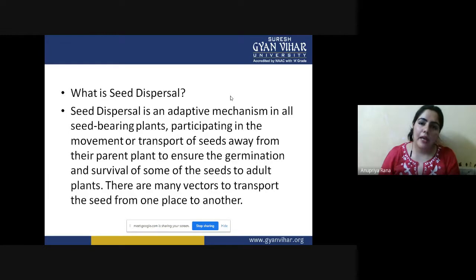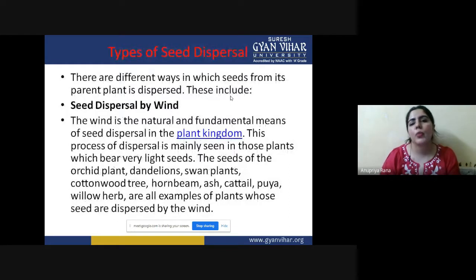This is an adaptive mechanism in all seed bearing plants. This seed dispersal mechanism happens in all plants, and it involves the movement or transport of seeds away from their parent plant to secure the germination and survival of some of the seeds at other locations. So basically the seeds have to travel far from their parent plant and germinate elsewhere. In that way they are transported, and vegetation gets diversity. The plants cannot just grow in the shadow of their own parent plants, they have to be somewhere else to grow nicely. So that's why the seed dispersal mechanism is very important.